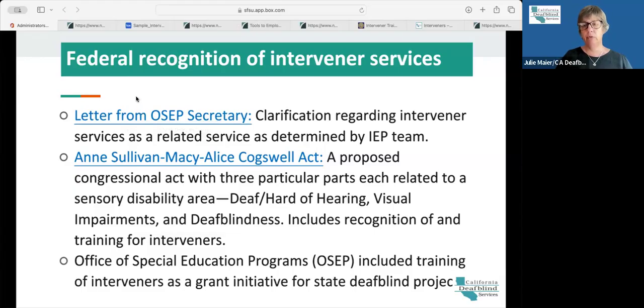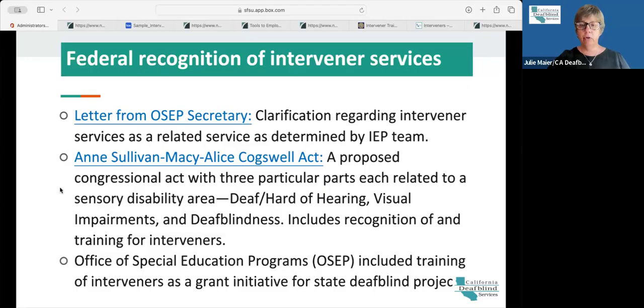And in fact, what was written back was that if the IEP team determines that the student needs this service, then yes, intervener services can be included as a related service in an IEP. And if your district or county does not want to use the term intervener in the IEP, you could say a paraeducator providing intervener services or a paraeducator providing intervention, and list it under related services.